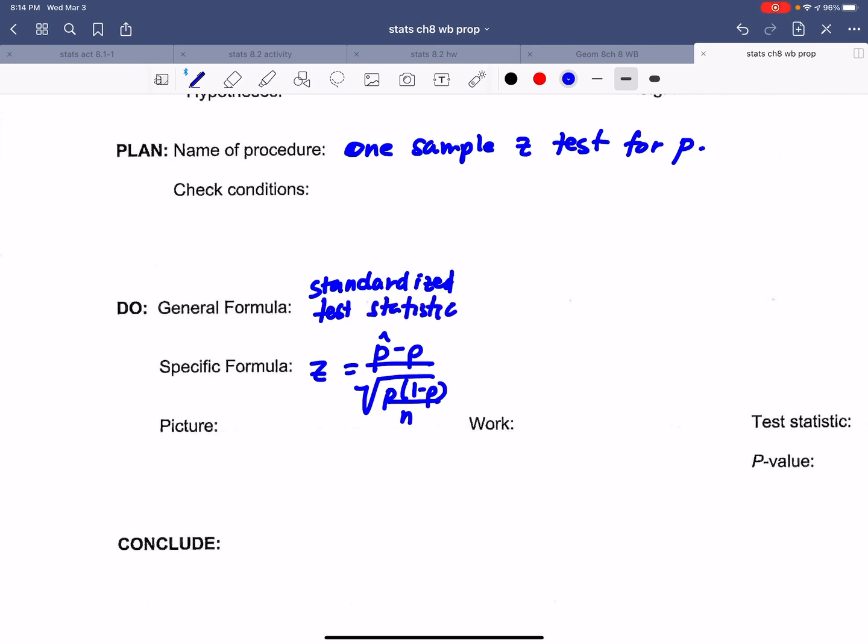And we take our standardized test statistic and it's equal to whatever the statistic we gather. So that's our p-hat, minus our parameter. And so that's our accepted or claimed proportion. And we're going to put that over our standard deviation. Okay. So we need to then show our work here, right?